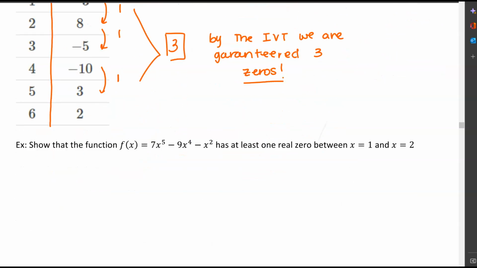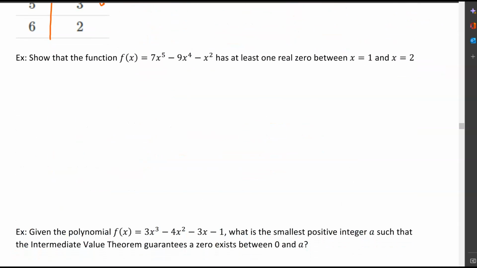Alright, show that the function f of x = 7x - 9x^4 - x^2 has at least one real zero between x = 1 and x = 2. Alright, so here we're looking basically to apply the intermediate value theorem, but first we need to figure out what is happening with f of 1 and f of 2, so we need to identify that first.